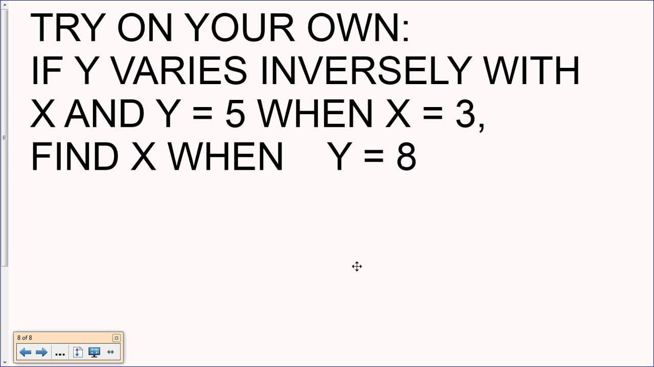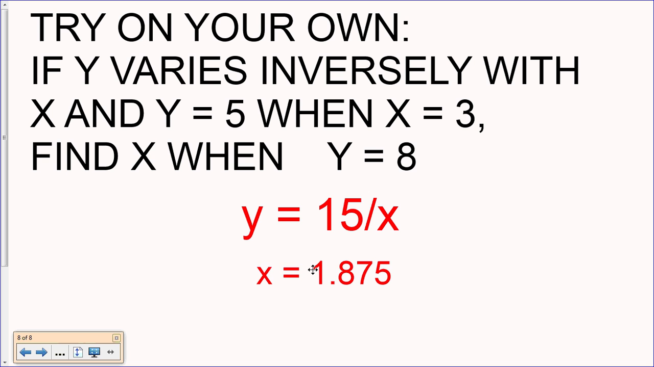Okay, so you should have gotten your formula when you first did this. You should get y equals 15 over x. So using that equation, you plug in 8 for y, and you're going to get x by itself. Again, you got to get it out of the denominator, so you need to multiply both sides by x, and then divide by the 8 with the y. So you get x equals 1.875. Never said it was going to be a pretty number.